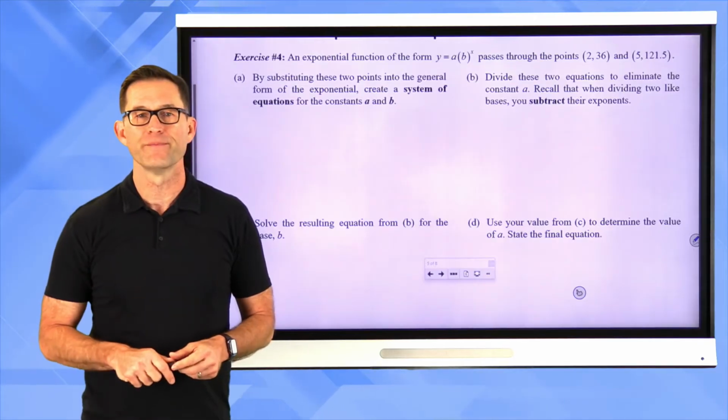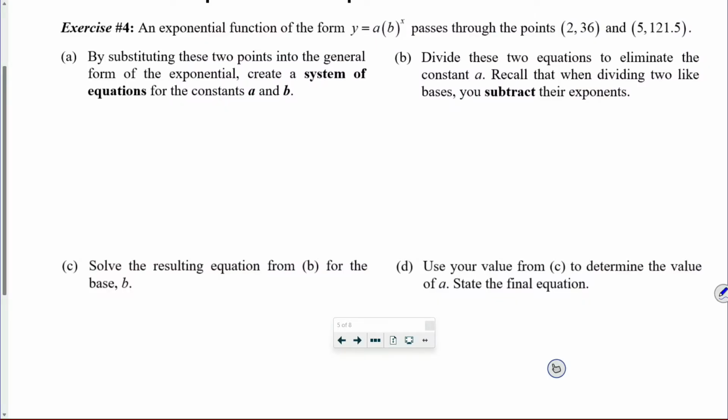Exercise number 4. An exponential function of the form y equals a times b to the x passes through the points (2, 36) and (5, 121.5). Letter A. By substituting these 2 points into the general form of the exponential, create a system of equations for the constants a and b.